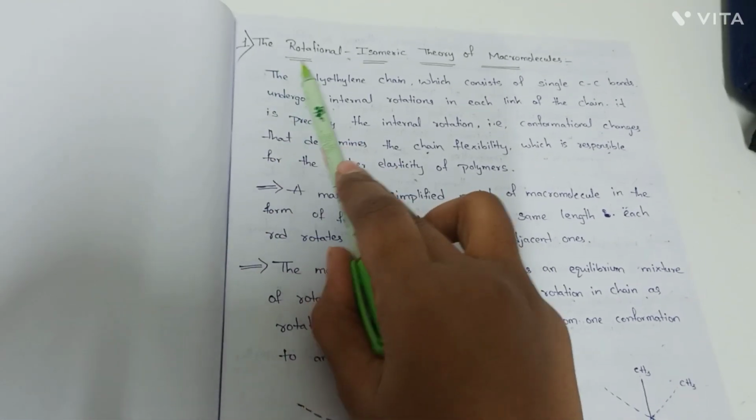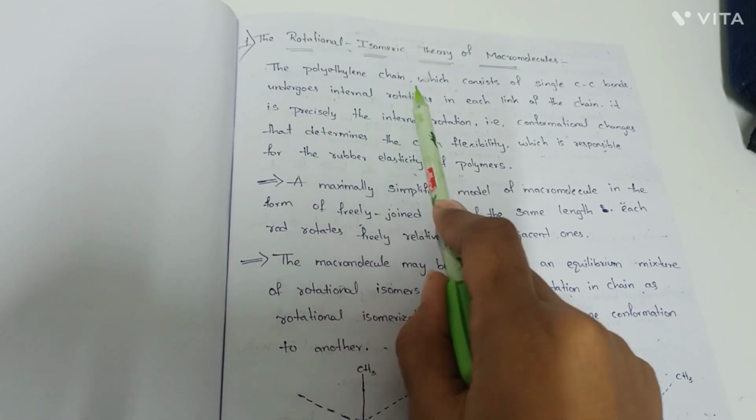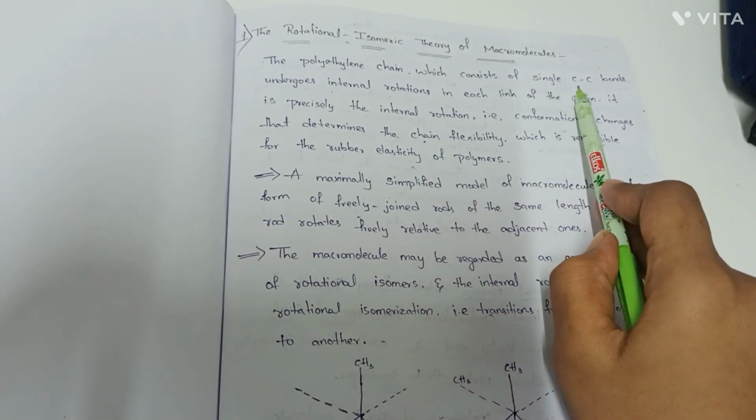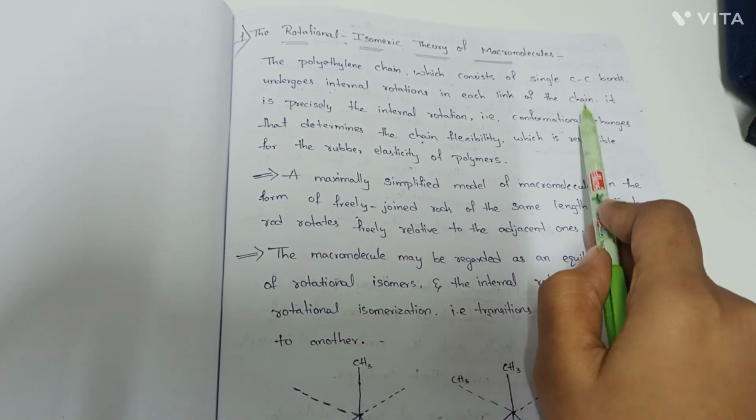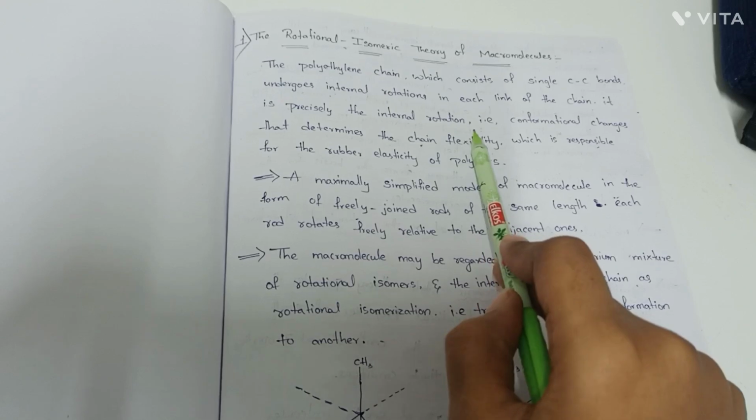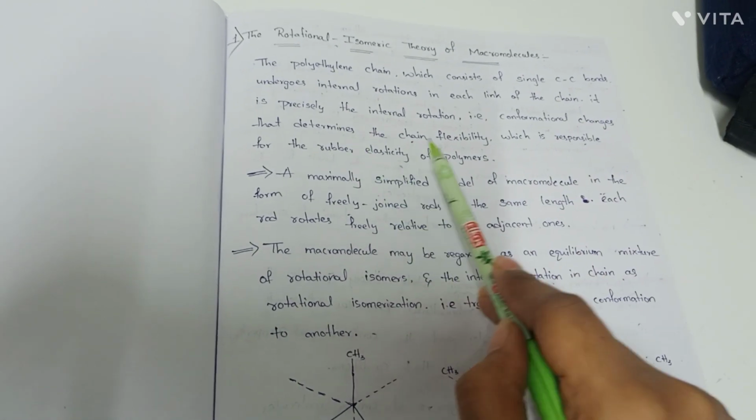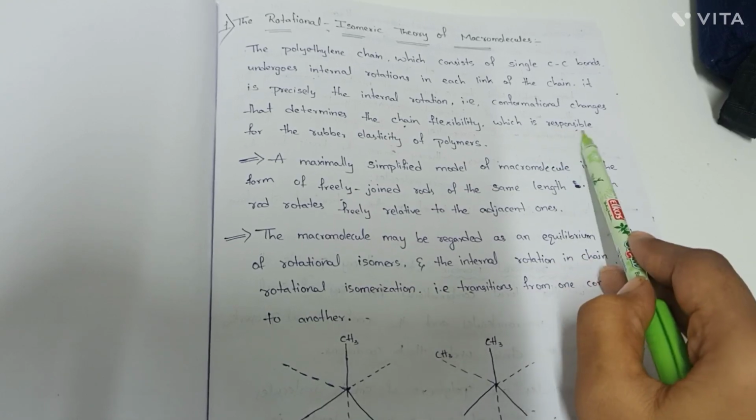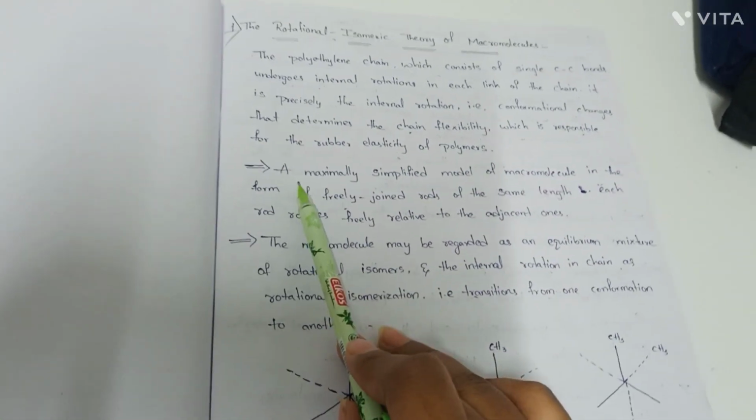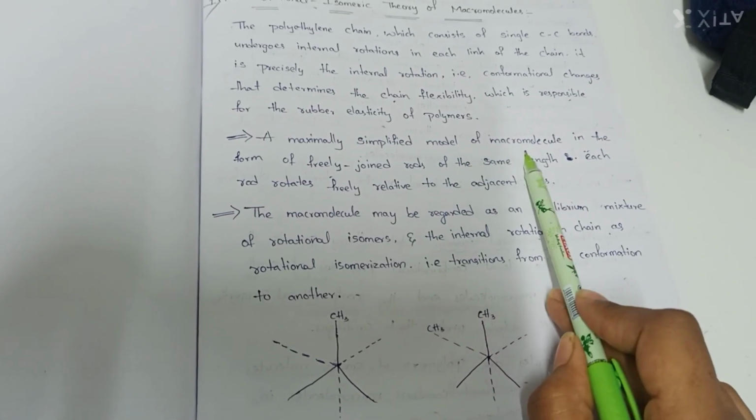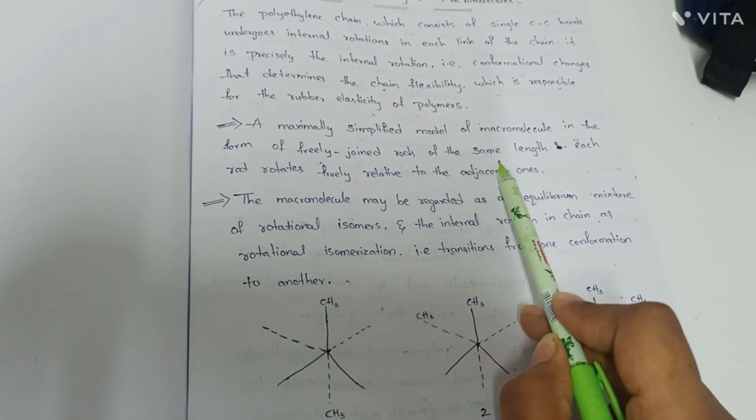My topic is the rotational isomeric theory of macromolecules. The polyethylene chain, which consists of single C-C bonds, undergoes internal rotation in each link of the chain. It is precisely the internal rotation, that is conformational changes, that determines the chain flexibility, which is responsible for the rubber elasticity of polymers.